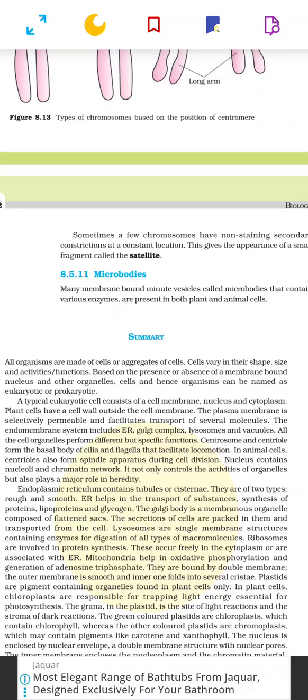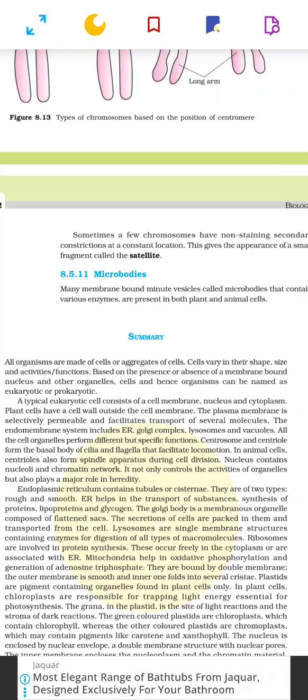Plant cells have a cell wall outside the cell membrane. The plasma membrane is selectively permeable and facilitates transport of several molecules. The endomembrane system includes Golgi complex, lysosomes, and vacuoles. All the cell organelles perform different but specific functions. Centrosome and centriole form the basal body of cilia and flagella that facilitate locomotion. In animal cells, centrioles also form the spindle apparatus during cell division.